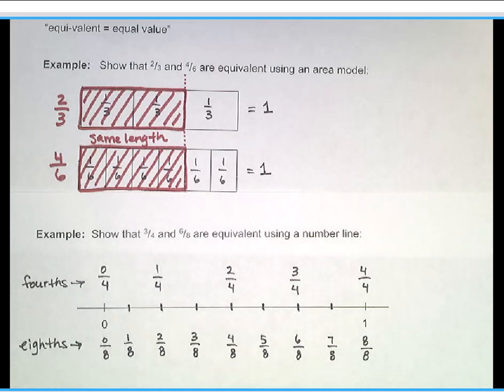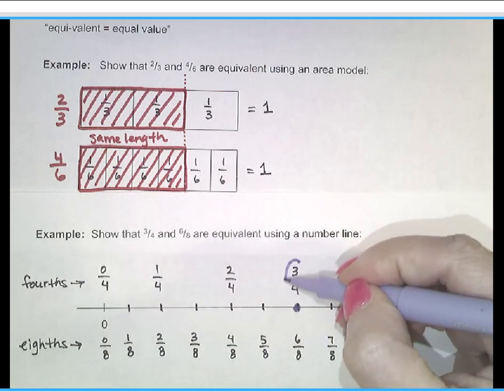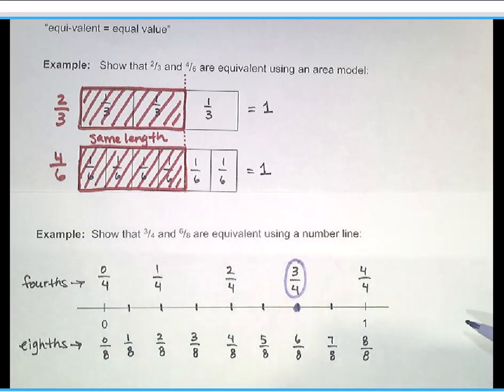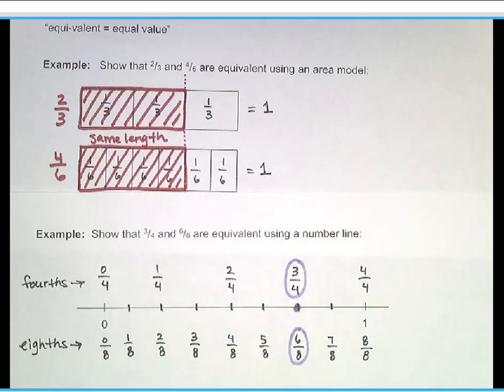So like that. And we're going to show that 3/4 and 6/8 are equivalent. On the fourths side of things, here's 3/4, it's right there. And you can see what's located in exactly the same spot, 6/8. And so that picture shows that 3/4 and 6/8 are equivalent fractions.